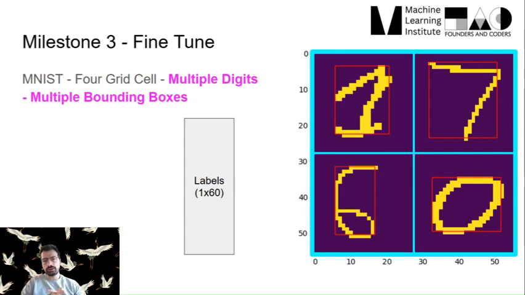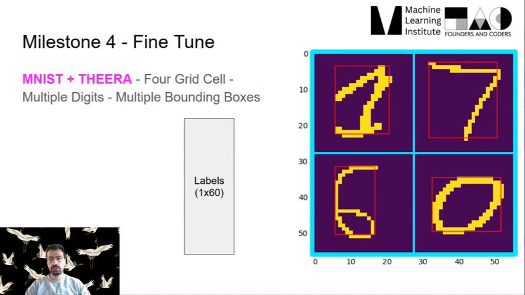Okay, so I started training and I got 88% and the model actually stopped getting any better. So I said, okay, I will be happy with that now. And then I moved on to the next milestone. So the next milestone, as you can see in purple, is now the images are coming from MNIST and Thera.